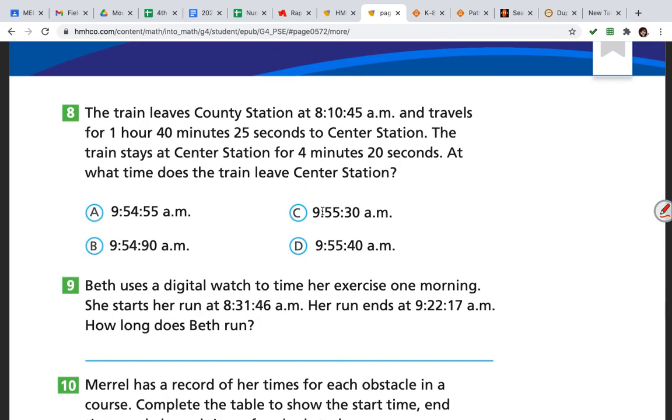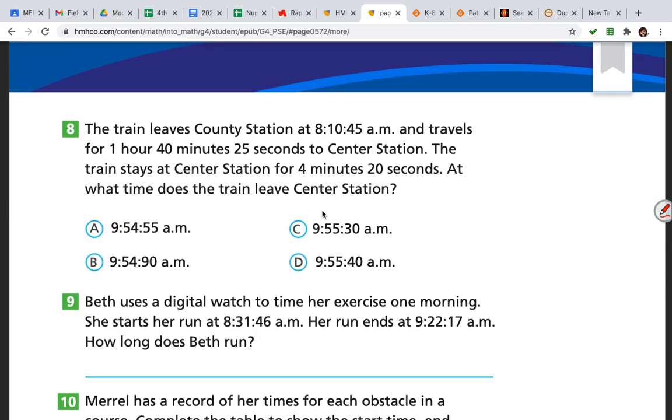Blow this up so we have more room to work. So let's look at number 8. The train leaves County Station at 8:10:45. So 8 hours, 10 minutes, and 45 seconds. And travels for 1 hour, 40 minutes, and 25 seconds. So we're going to add this to our time. And then they stay at Center Station. The train stays at Center Station for 4 minutes and 20 seconds. So that's another time we're going to add. At what time does the train leave Center Station?